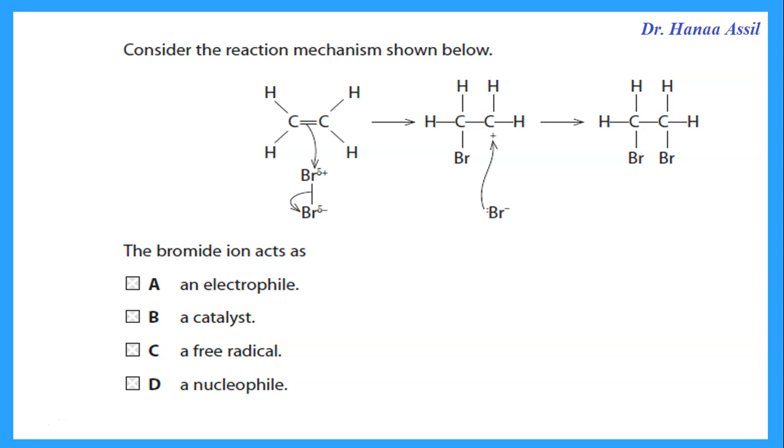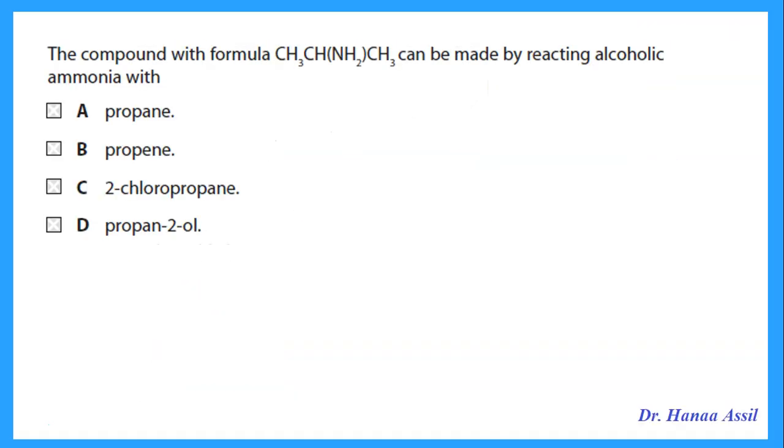Remember, this is an alkene with bromine. So we said the first step, alkene goes to the slightly positive Br, and the electrons of the bond go to the Br minus. This forms a carbocation. So the Br minus, the bromide ion, is attacking, using its lone pair of electrons, a slightly positive carbon. Again, the Br minus here is acting as a nucleophile.